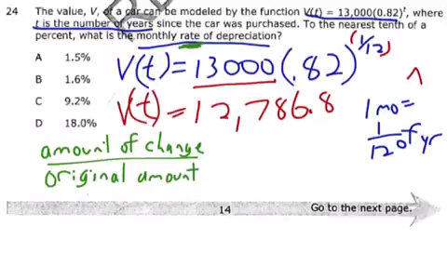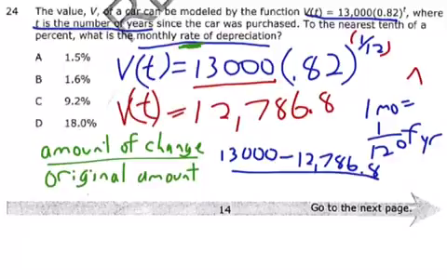So I'm going to take my original amount, which is 13,000 for the car. And then as soon as you drive that car off the lot, obviously it's not brand new anymore, so you're losing money on it. So minus 12,786.8. Whoops. And then it's going to be over my original amount, which is 13,000. So I subtract the top. I'm going to do parentheses here. If you can type it all on your calculator at once, as long as you use parentheses on the numerator.